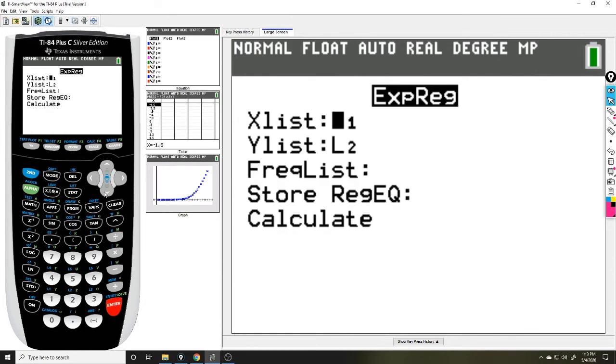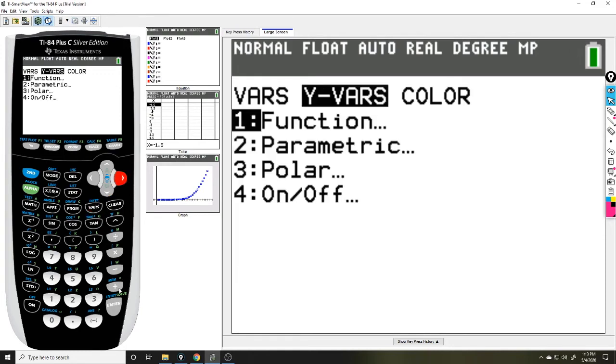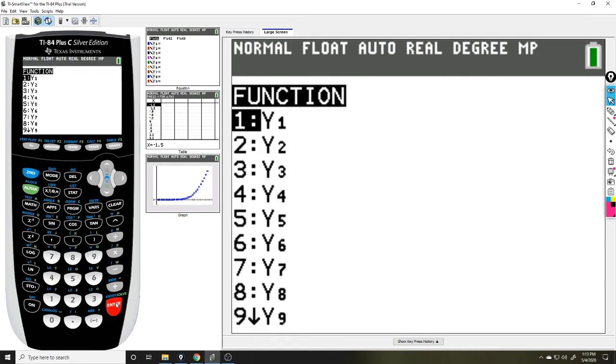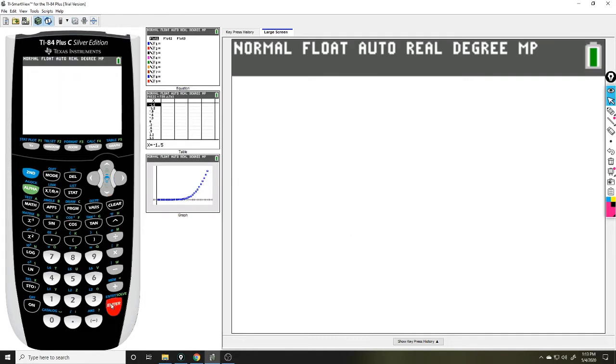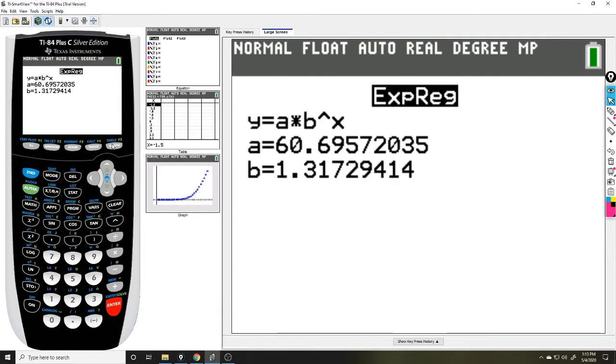which will give us an equation of an exponential model. I'm going to go ahead and store it in vars over to y vars function y1. I'm going to go ahead and store it in y1 and show you the graph.